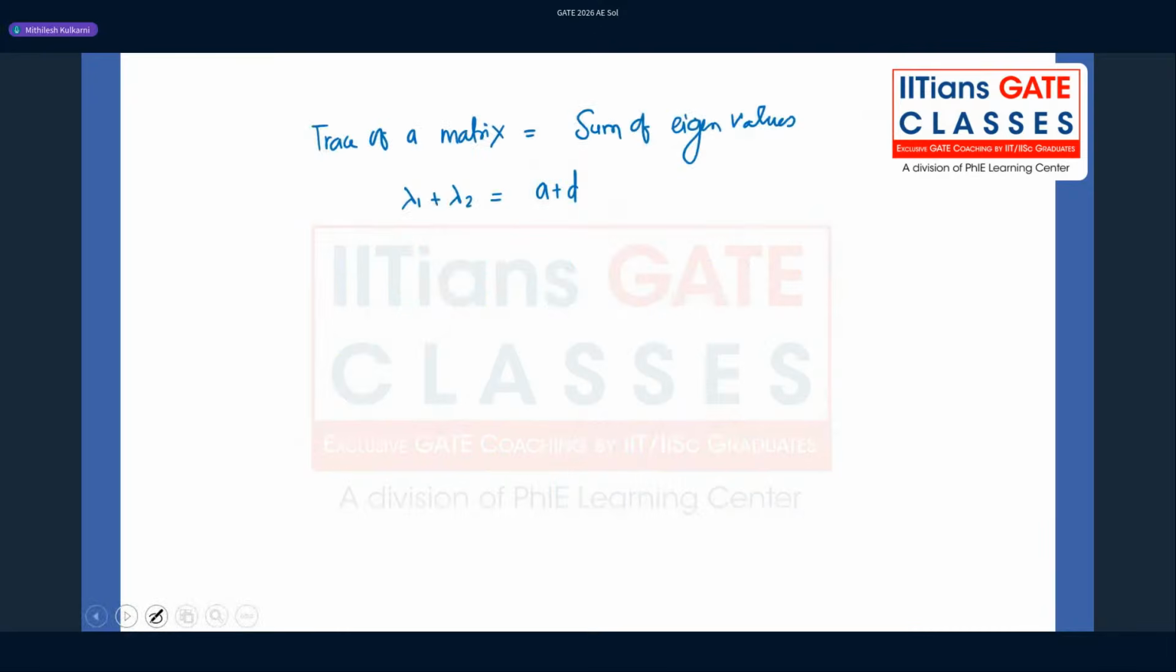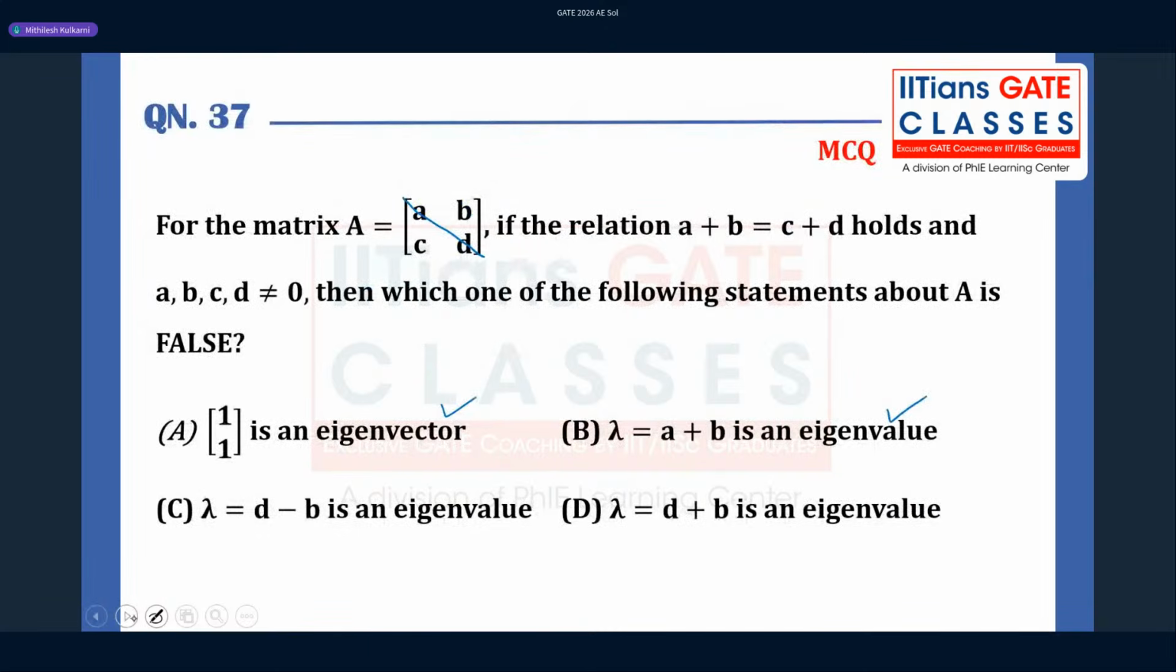So now lambda 1 we calculated, which is A plus B, plus lambda 2 is equal to A plus D. Right? A gets cancelled. Lambda 2 is equal to D minus B. Okay. So D minus B is also an eigenvalue. So this statement is also correct.